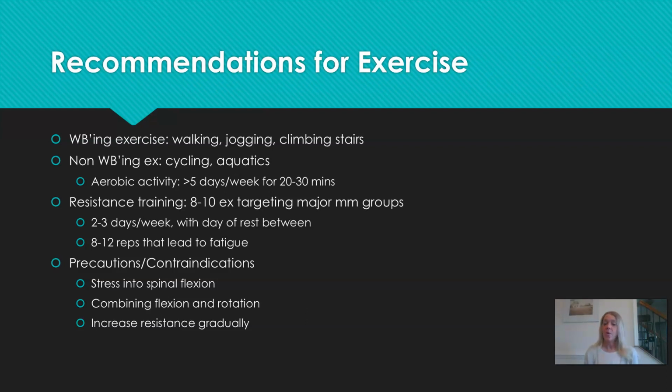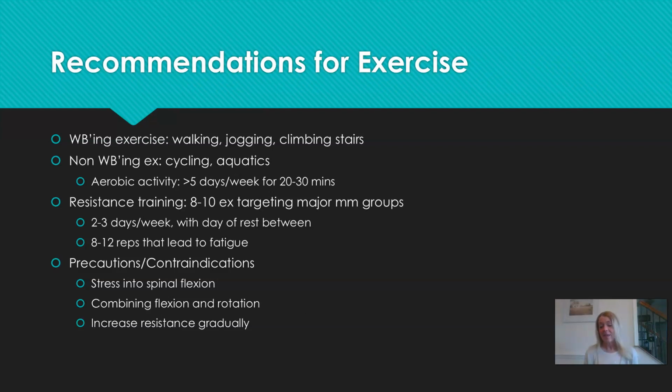Non-weight-bearing exercises are okay, like cycling and aquatics, but we need to make sure that's not the only way the patient is exercising, because that is not going to be as beneficial for them. Aerobic activity at least 5 days a week would be ideal, and resistance training.